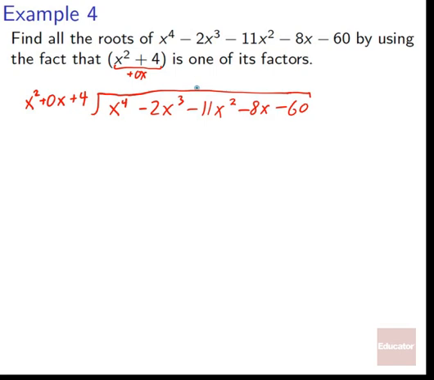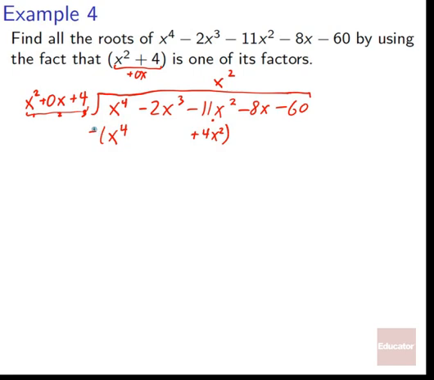We put it here, where it would line up for 3 different terms. 1 term, 2 terms, 3 terms. So it lines up on the 3rd term over here, minus 11x. So it will be x squared here. So x squared times x squared plus 0x plus 4. So we get x to the 4th. This is just blank still, plus 4x squared.